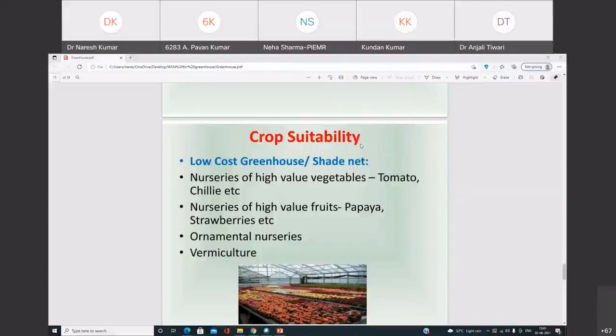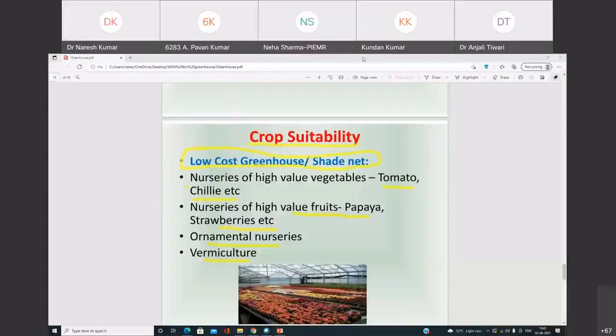Then there's the crop suitability. Then the low cost greenhouse nets: nurseries of high value vegetables like tomato, chilies, etc. The nurseries of high value fruits like papaya, strawberries, etc. Then the ornamental nurseries, vermiculture. So these are the low cost greenhouse nets. And this is the example which is shown out here. So this is the one.